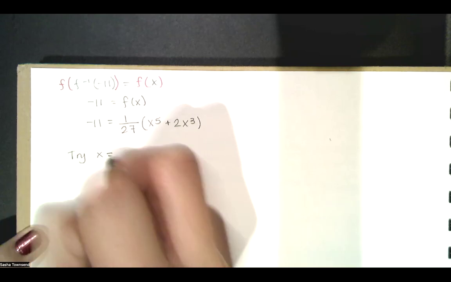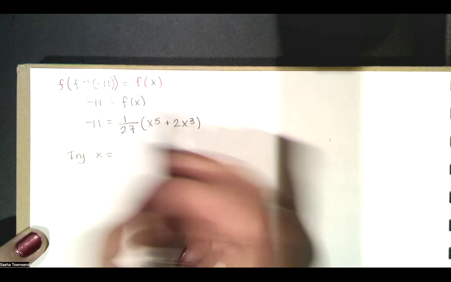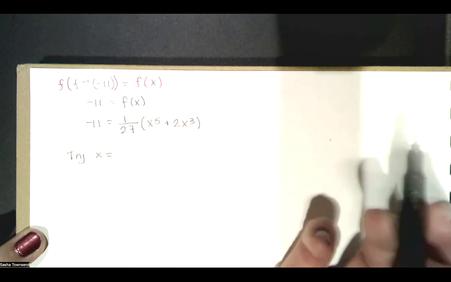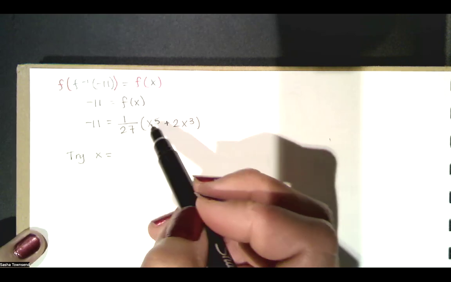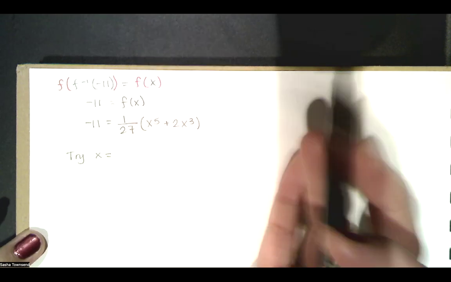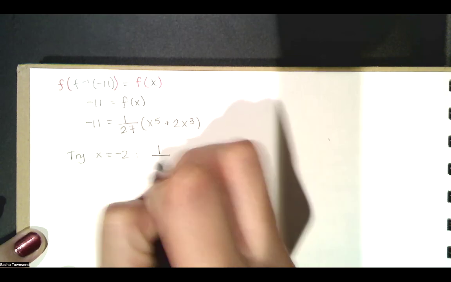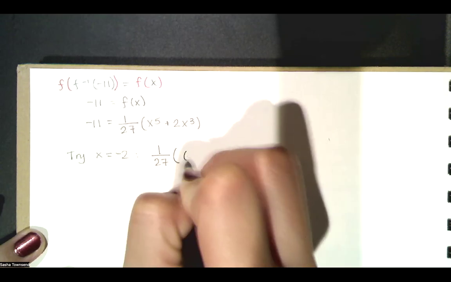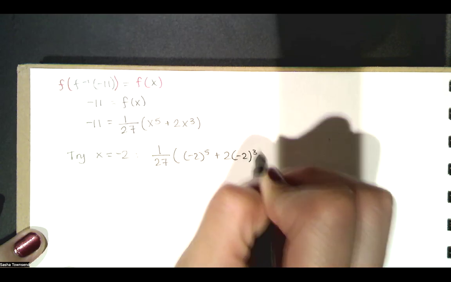I just have a tendency to try small integers and then just use common sense. We're trying to get a negative number out of this function, so put a negative number in. We're raising that number to odd powers, so a negative number raised to an odd power is another negative number. So I'll have 1 divided by 27 times -2 to the 5th plus 2 times -2 cubed.